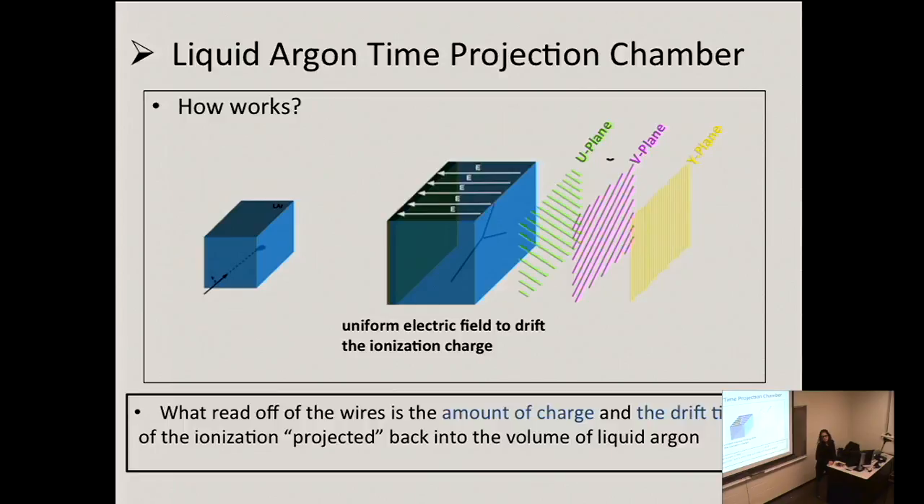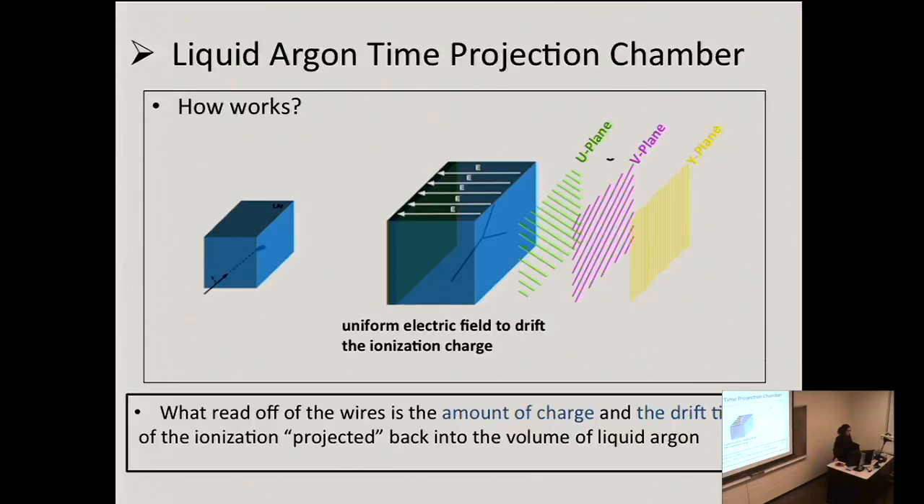The purpose is to get 3D information. If we have pulses in 3 different directions, we can project back and tell where they come from and what the charge produced inside the detector is. What is read off from the wires is the amount of charge and the drift time, which is projected back into the volume of the liquid argon.